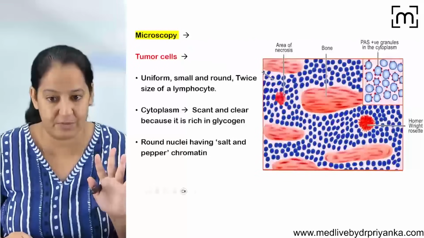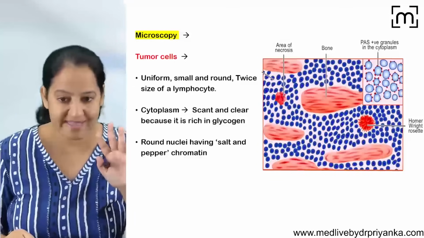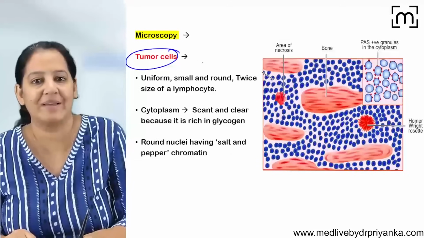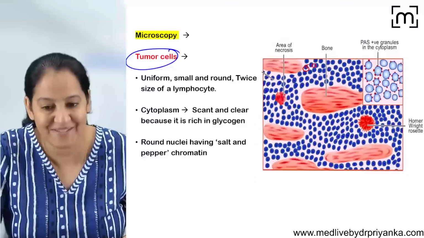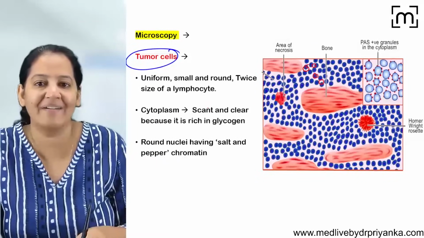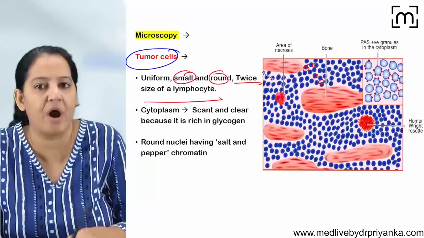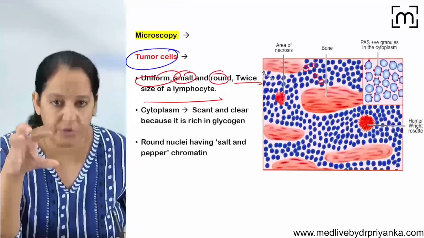It's a very aggressive tumor. Microscopically, you can see tumor cells here. Please describe the tumor cells. You can see the tumor cells are blue in color. They are looking like lymphocytes. Have you seen lymphocytes in the blood? The tumor cells are looking like lymphocytes only. They are twice the size of the lymphocyte. But they are very small, round, uniform. There is no pleomorphism.